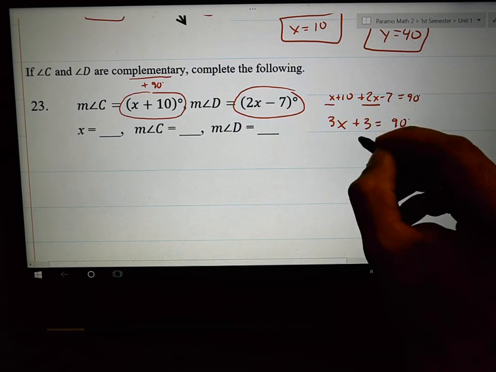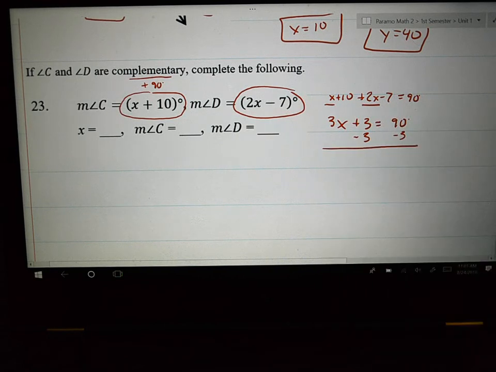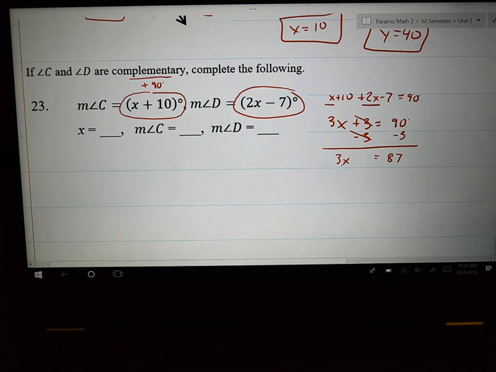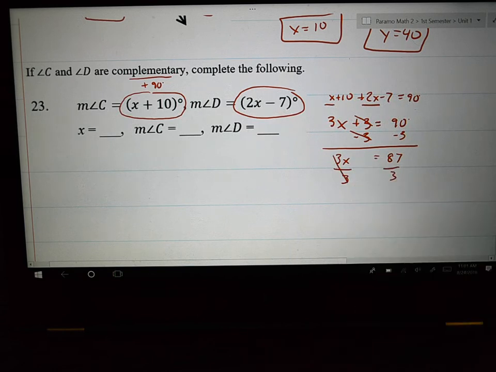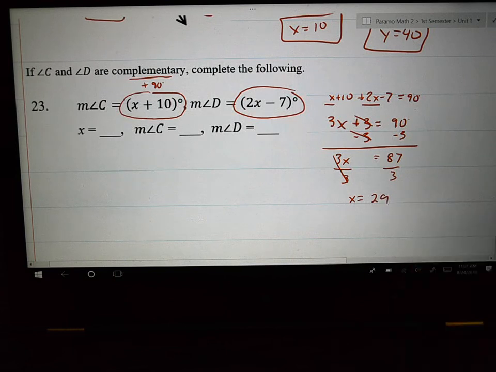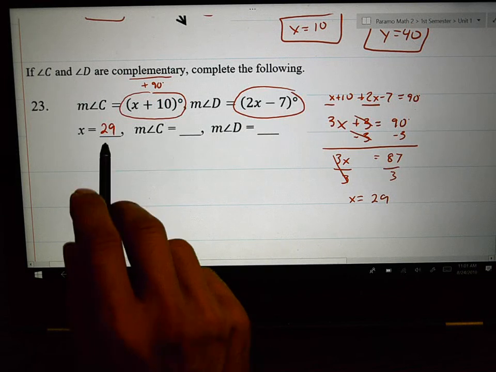I subtract 3 from both sides because that's the opposite of adding 3. 3 minus 3 makes it go away because it goes to 0. That makes 87. And then we're going to divide by 3. That's a big number, so I'm going to use my calculator. My calculator says it comes out to a nice even 29 for x. But that's only the first blank.